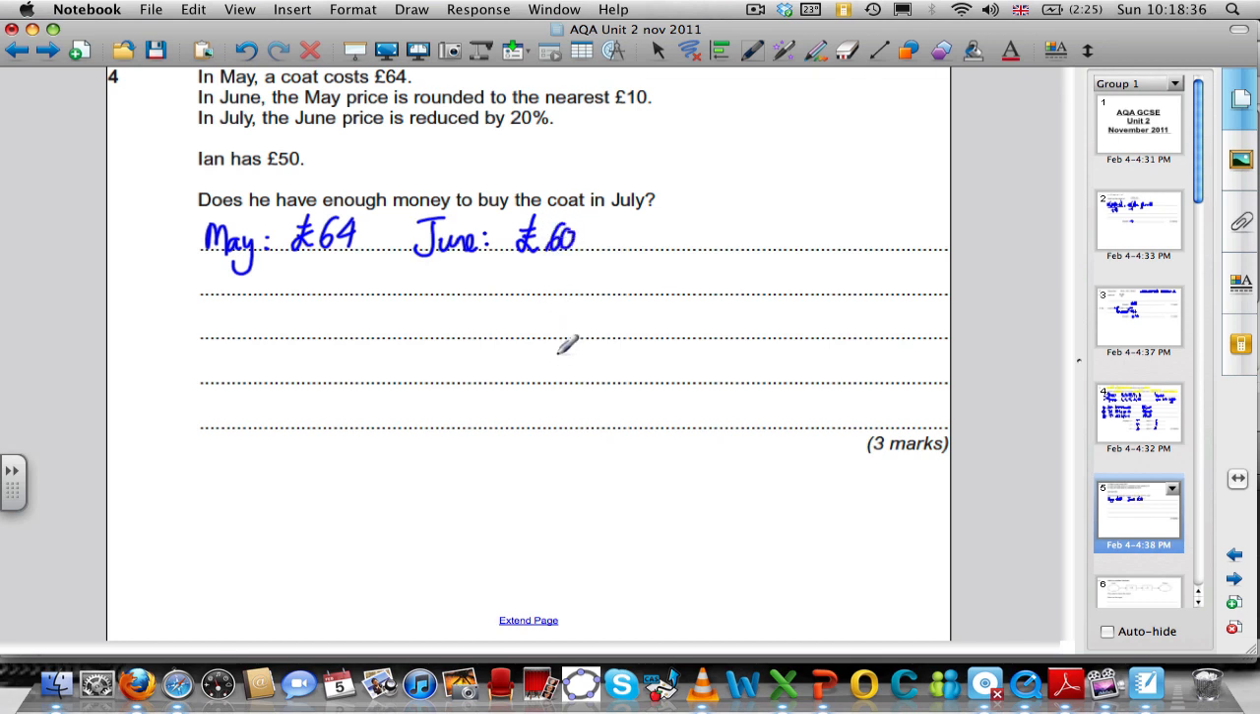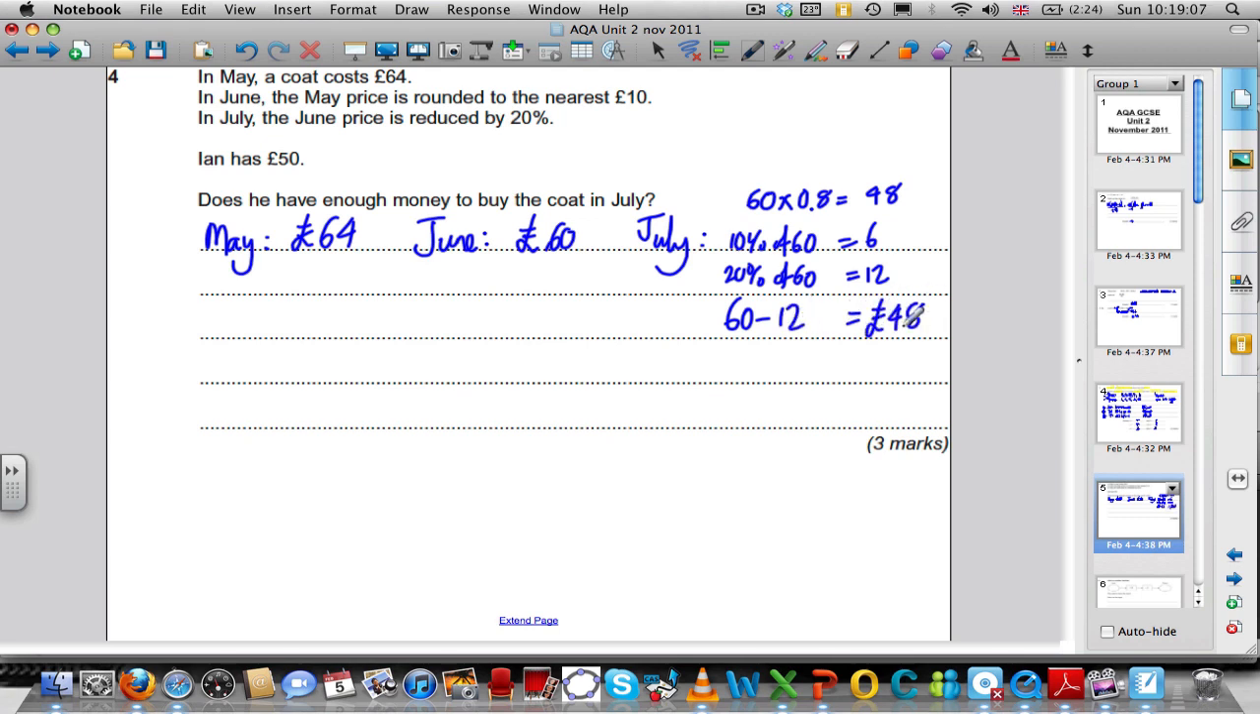So we've got £60. Then it says in July, the June price is reduced by 10%. Well, there are lots of ways to do this. You could do 60 multiplied by the decimal multiplier 0.8 to get £48, or you could work out 10% of 60, which is 6. So 20% of 60 is 12, and then work out your 60, subtract the 12, which gives you your £48. So in July, the price is £48.